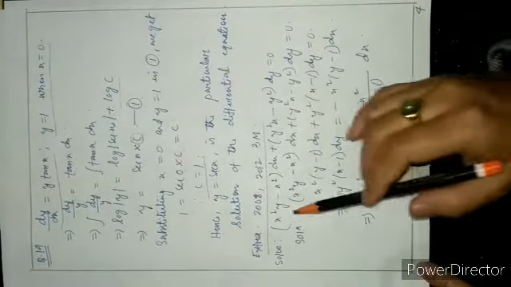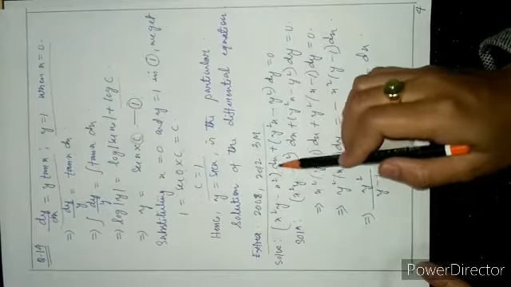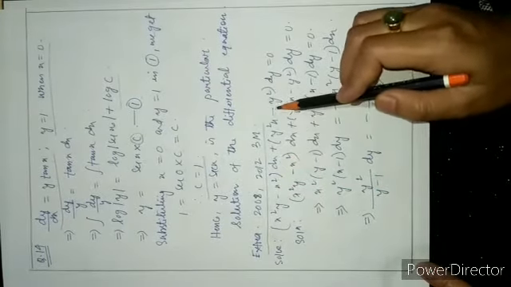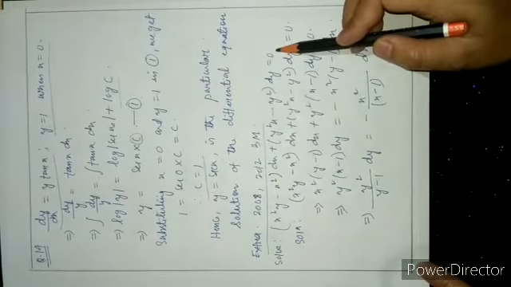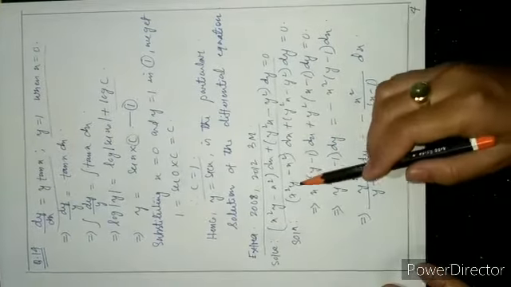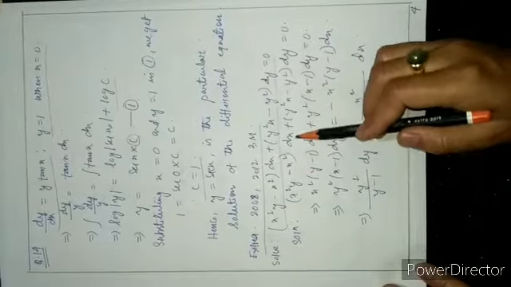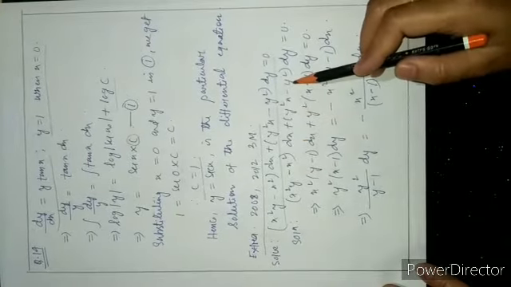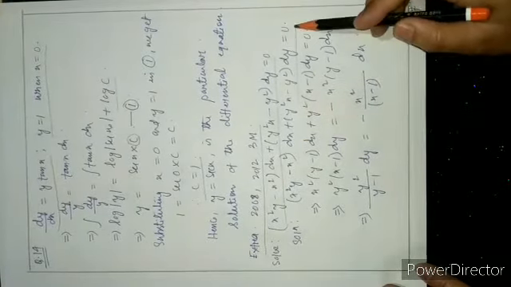2008-2012, the question is to solve (x square y minus x square) dx plus (y square x minus y square) dy is equal to 0. This is a differential equation to be solved: (x square y minus x square) dx plus (y square x minus y square) dy equals 0.